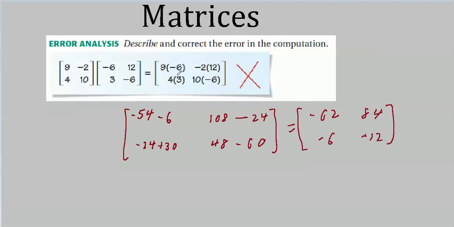Doesn't look much like this, does it? This would have been minus 54. This would be minus 24. This would be minus 60. And this would be 12. And there's almost no relation to this matrix in any of this.